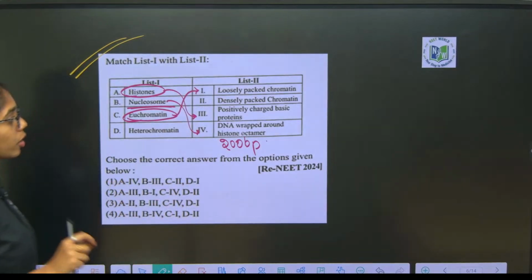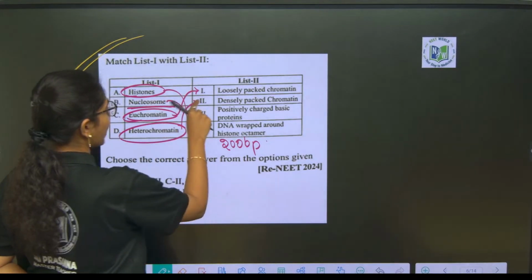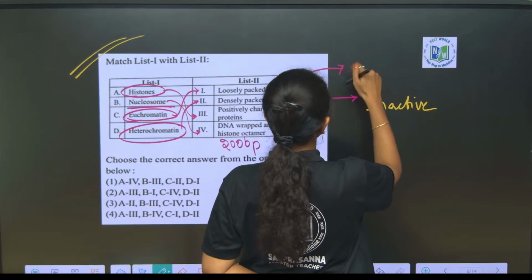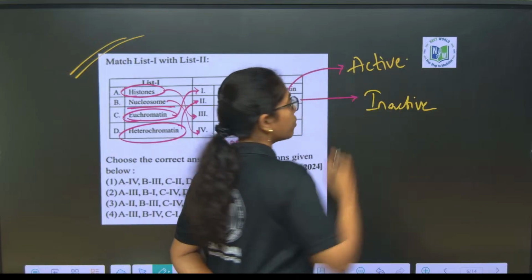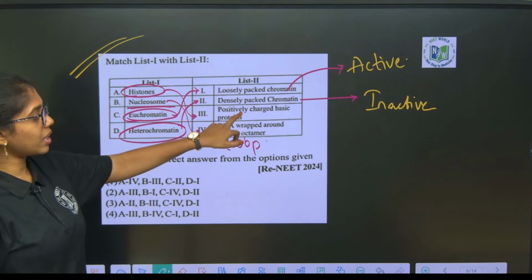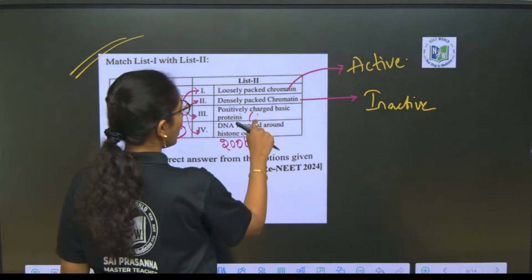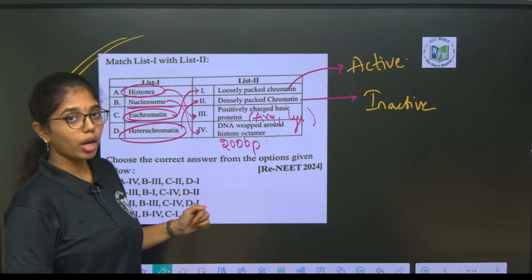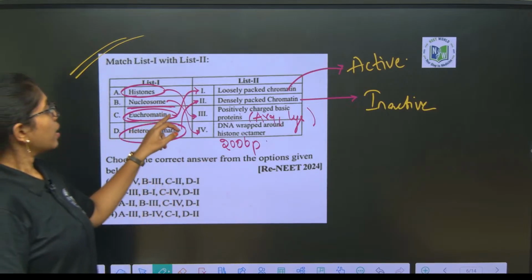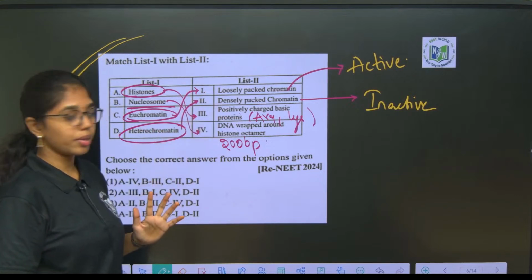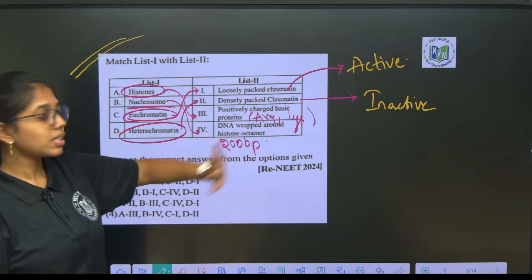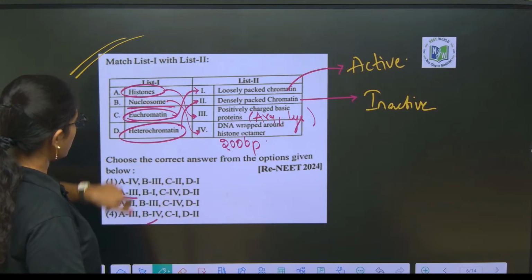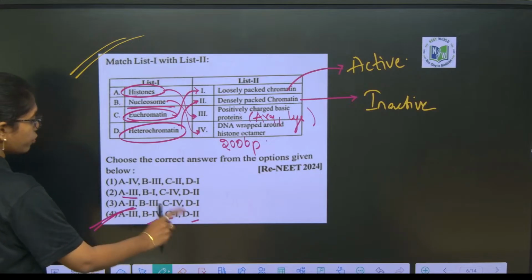C is option 1. Heterochromatin is densely packed chromatin which is inactive. Euchromatin is loosely packed which is active. So histones are positively charged basic proteins, and they have which amino acids? Arginine and lysine. Then nucleosome, where DNA is wrapped around the histone octamer with 200 base pairs of DNA. Euchromatin is loosely packed chromatin and active, heterochromatin is densely packed chromatin and inactive. Look into the options carefully. A is 3, B is 4, C is 1 and D is 2. Option 4 will be the right answer.